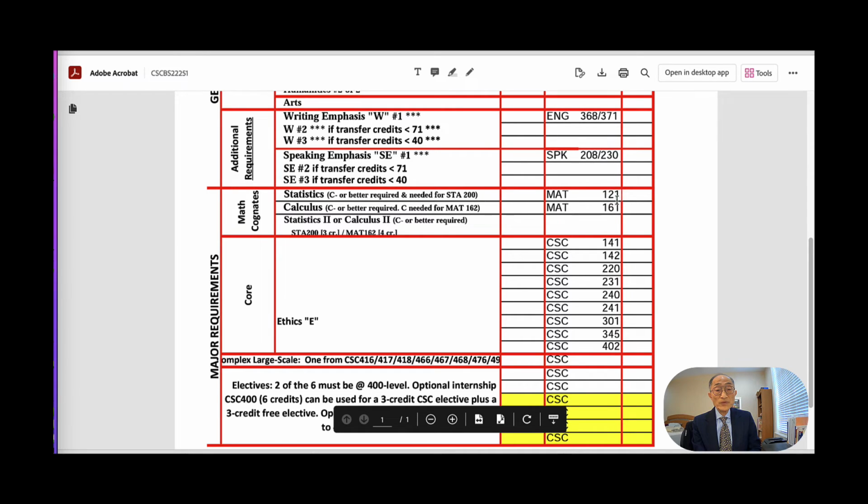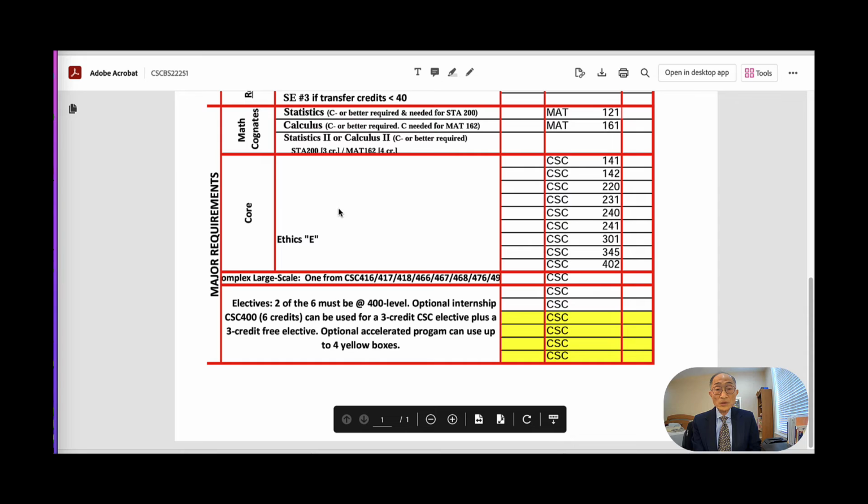Usually you don't have questions for math. You have to take 121, 161, and one additional course. You need to take these two. If you take Math 121, which is statistics, you can take Statistics 200. If you like to take one, the course after 161, that is Math 162, to satisfy this math cognates requirement. That's all general education and part of major requirements.